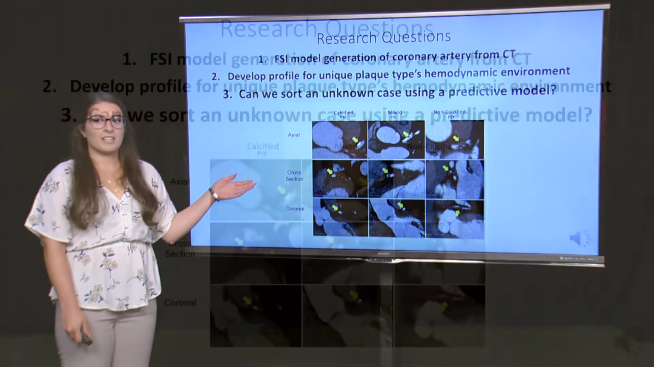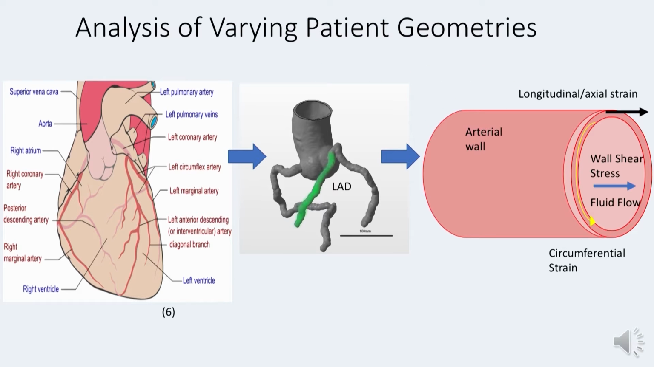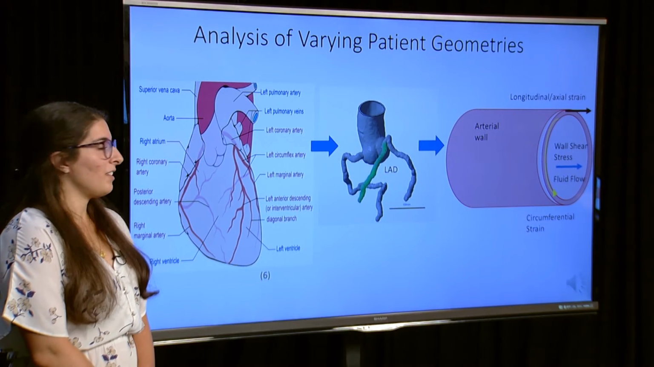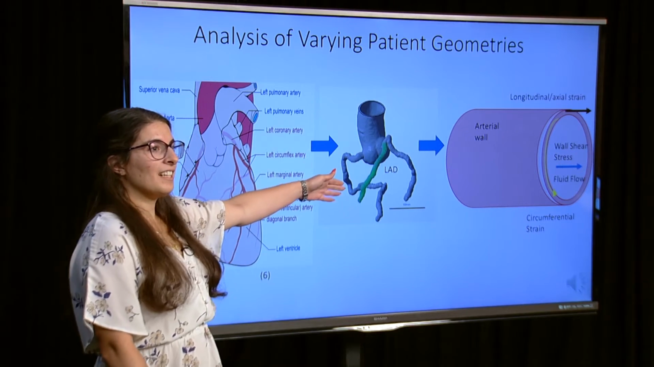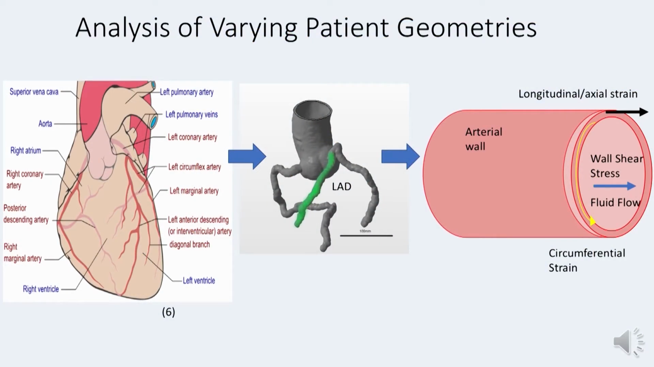The coronary artery can be identified as branching off the base of the aorta and can be extracted from CT scans to be reconstructed in 3D. We modeled the left anterior descending coronary artery, which is here highlighted in green, since it supplies blood to the left ventricle, which then supplies blood to the rest of the body.